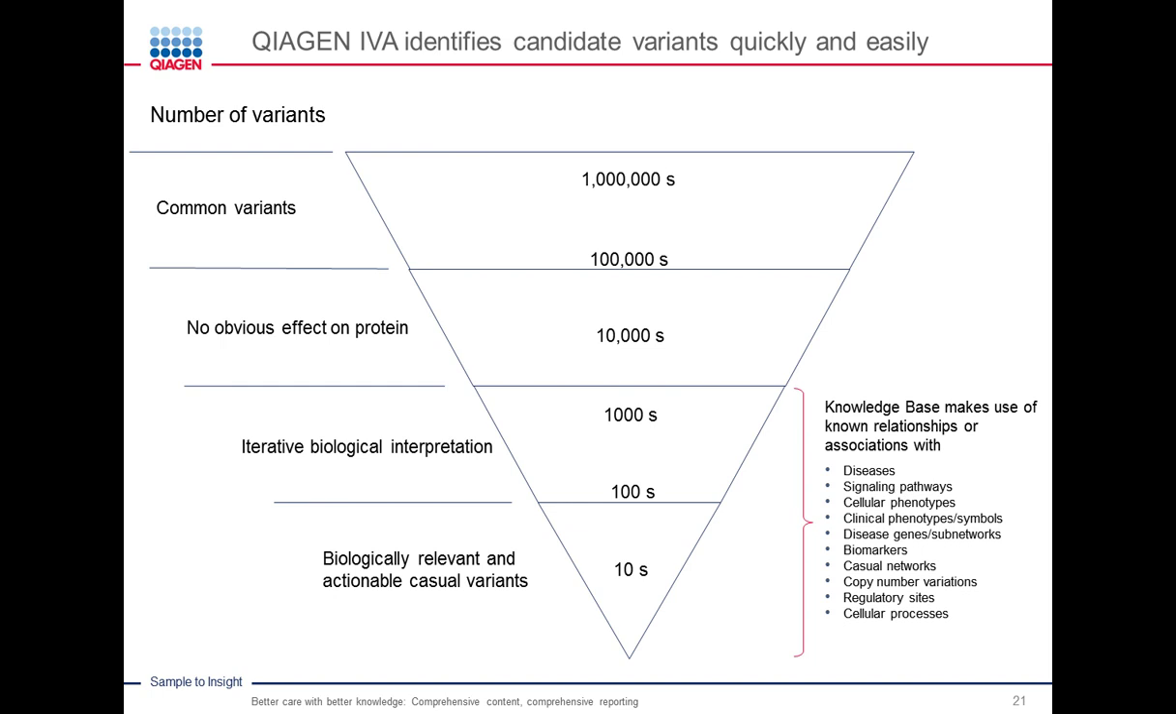Oftentimes when you're sequencing a genome, you're looking at the order of millions, 4 to 5 million variants. And it's really hard to know which set of variants are responsible for the phenotype or the symptoms presented in the patient. With a tool like Ingenuity Variant Analysis, you can quickly filter down from literally millions of variants down to the 10 that are likely causing the disease.